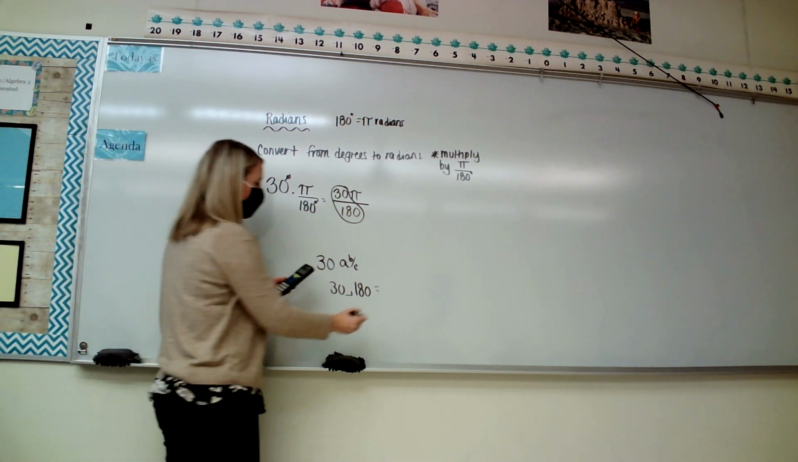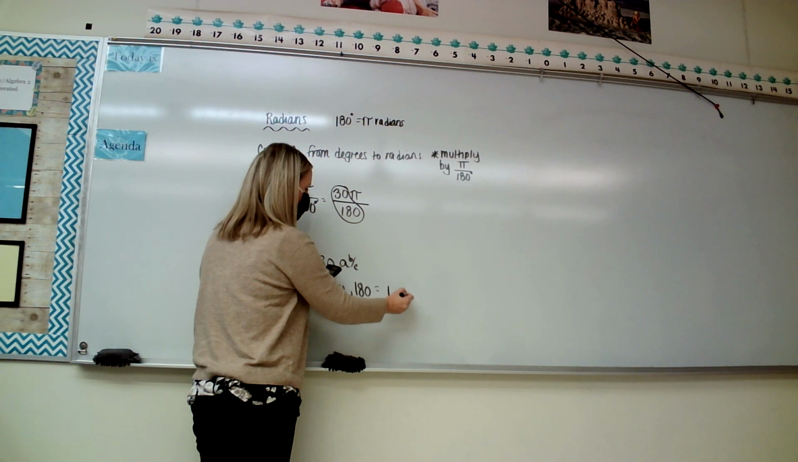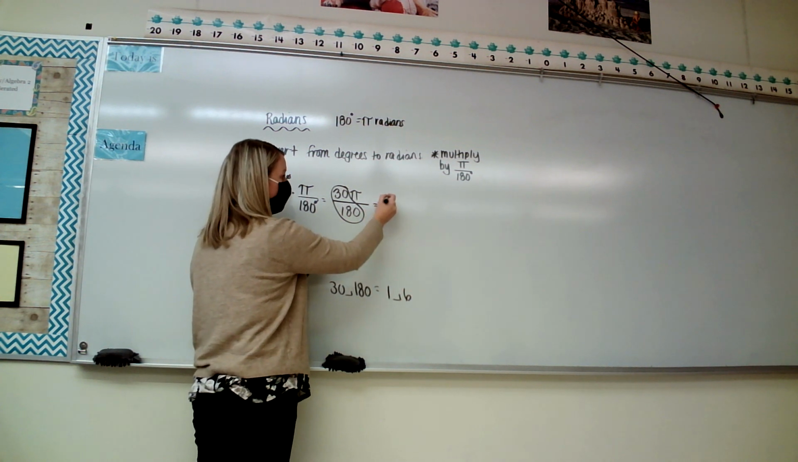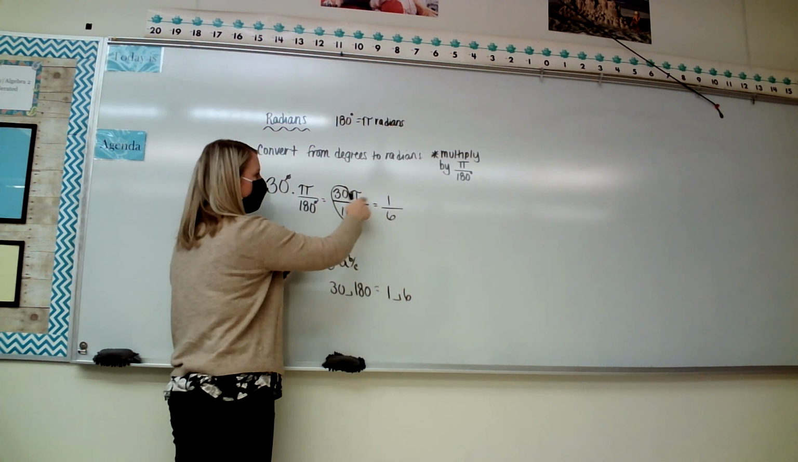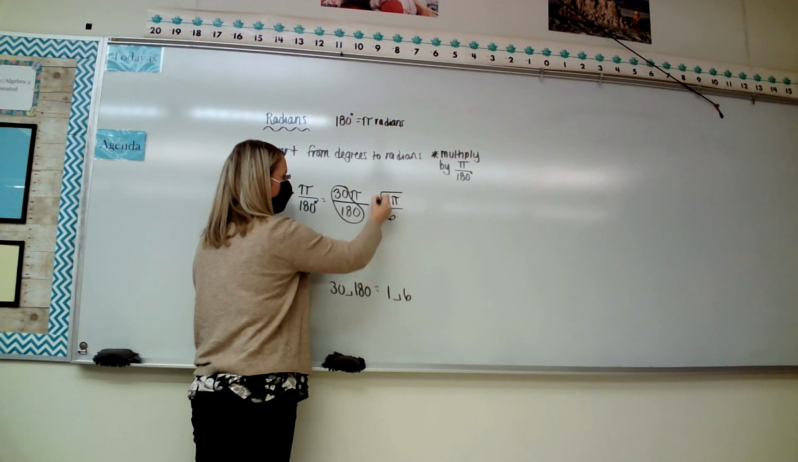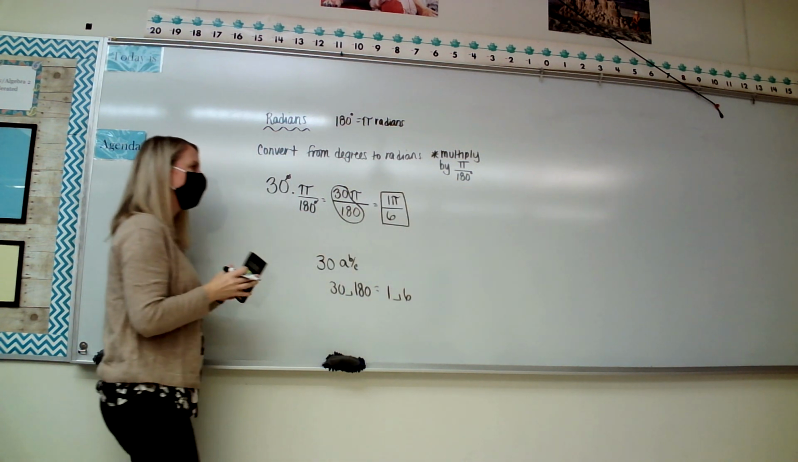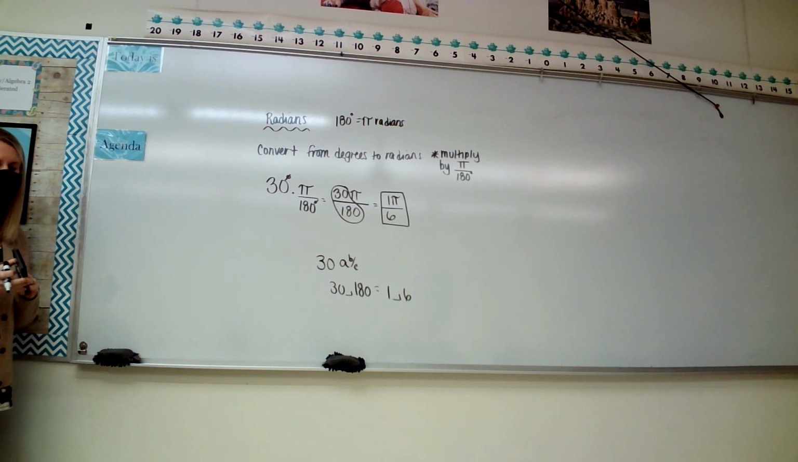What that comes out to, it will look like this, 1/6. So that just means 1/6. And then what you're going to do is just put your pi back with your answer. So we're just reducing the numbers, but we're going to keep it in terms of pi.